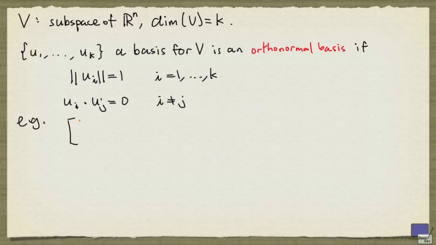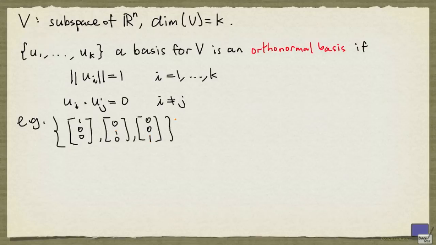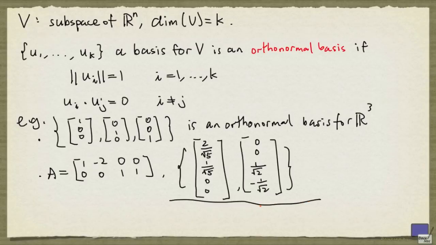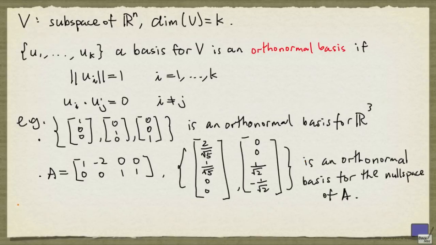For example, if you take the standard basis for R3, then this is an orthonormal basis for R3. And if you take the matrix A equals 1, minus 2, 0, 0, 0, 0, 1, 1, then this here is an orthonormal basis for the null space of A. Clearly, these two vectors are orthogonal, and it's not too hard to check that the norm of each of these vectors is equal to 1.